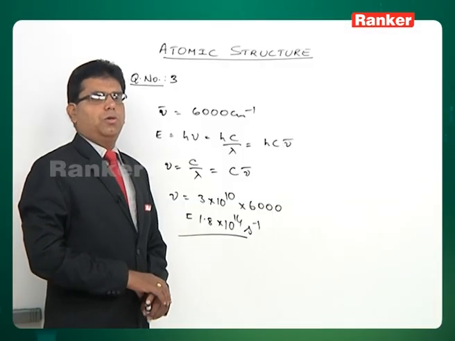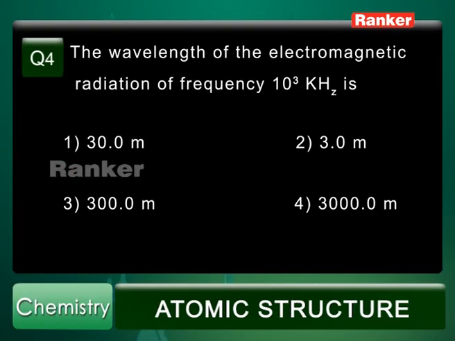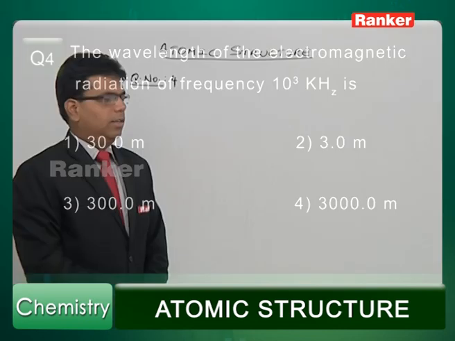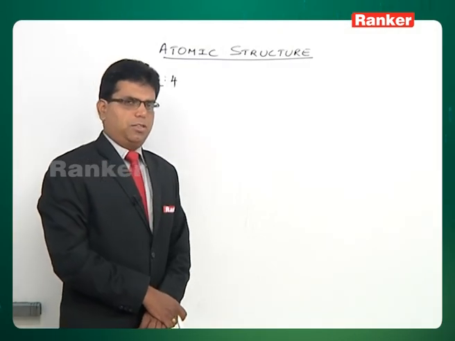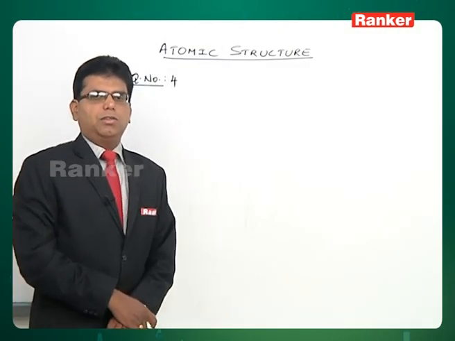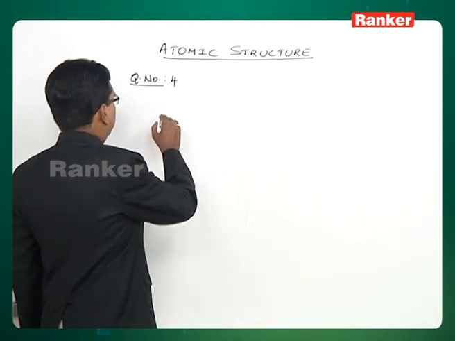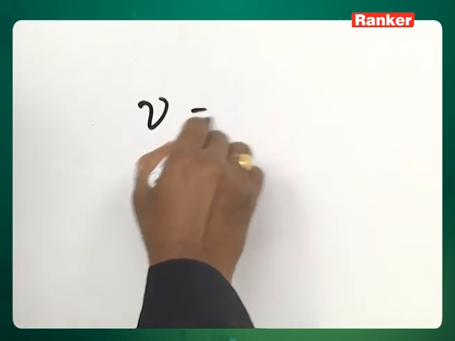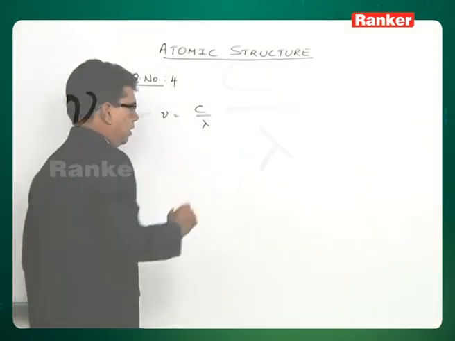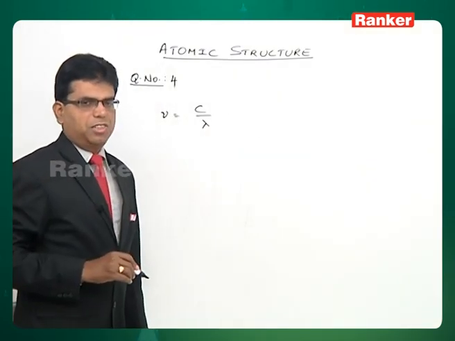Now let's go to question number 4. Question number 4 says: the wavelength of electromagnetic radiation of frequency 10 power 3 kilohertz is. This is again somewhat similar to the previous question. Here it is the conversion of frequency into wavelength. Nu is equal to c by lambda. This is the relation between frequency and wavelength.